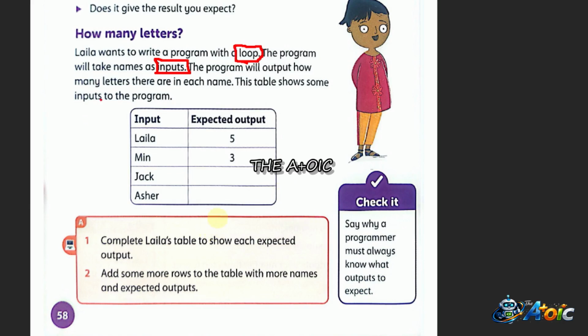This table shows input to the program. So we have Layla. When we count Layla, 1, 2, 3, 4, 5. Layla has 5 letters. Min has 3 letters. Jack has 4 letters. Asha has 5 letters as well. So that is going to be the expected output for them. This one says complete Layla's table to show each expected output. Add some more rows to the table with more names, so you can do that by yourself.